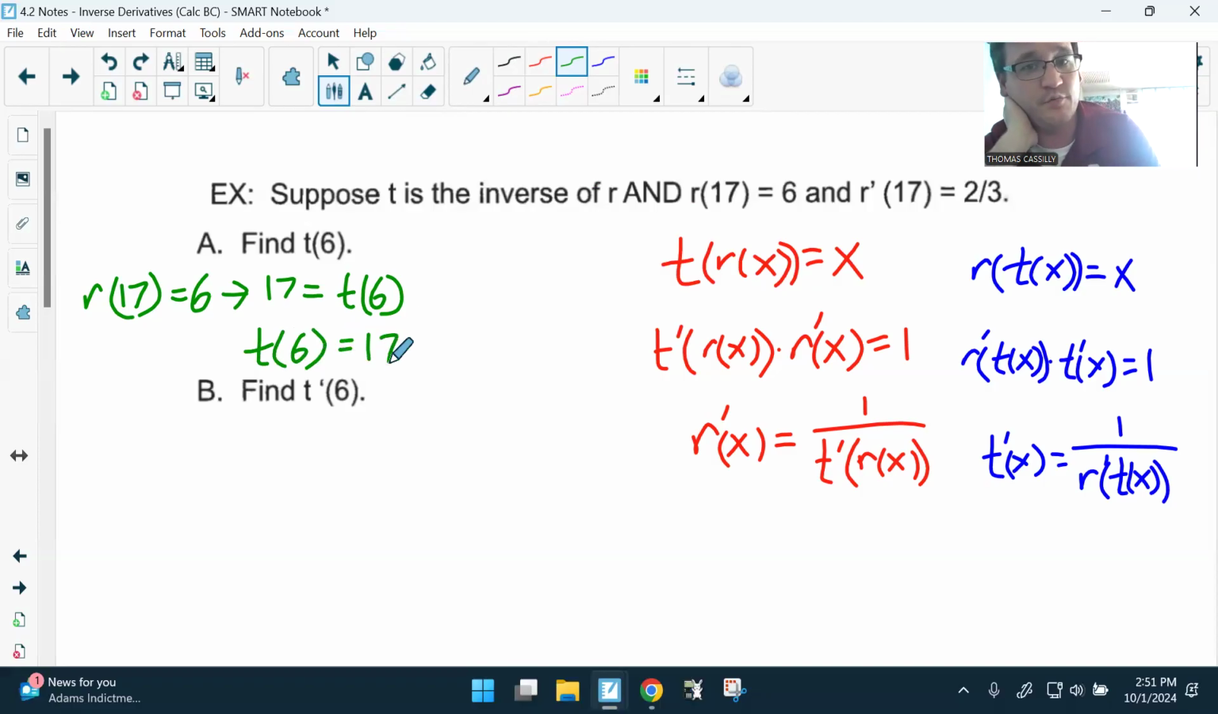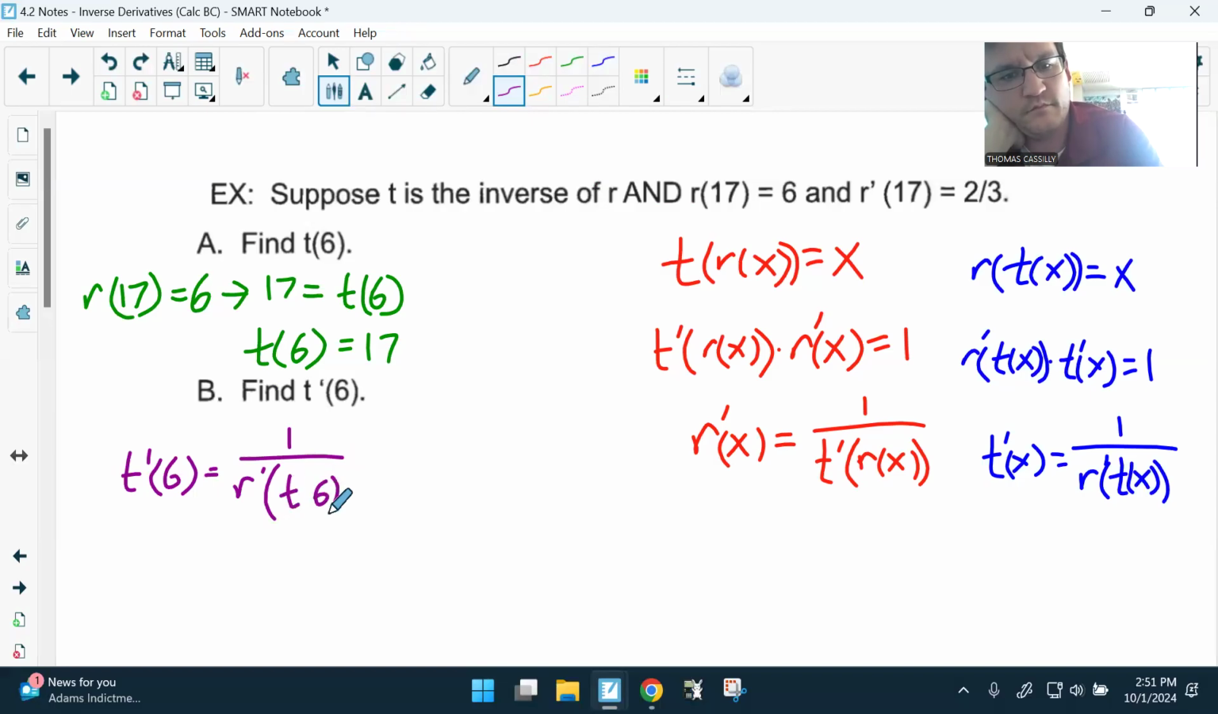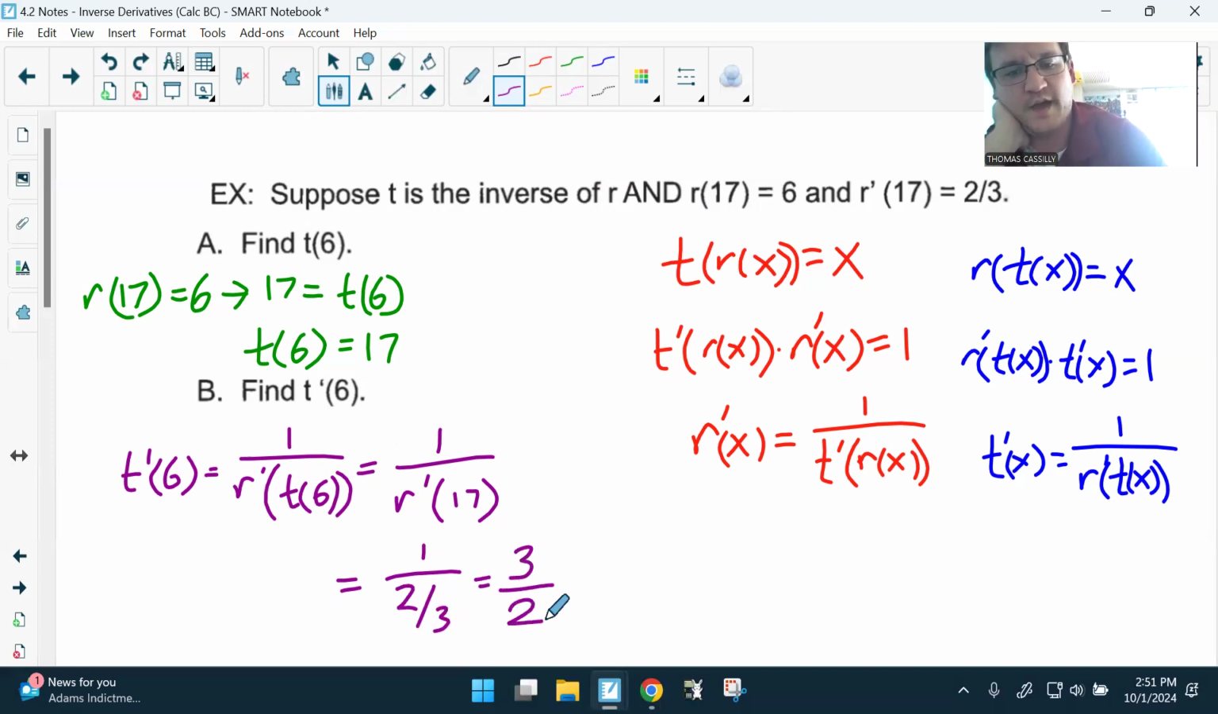All right. So we need to find t prime of 6. So t prime of 6 equals 1 over r prime of t of 6, which is what we already found. We know t of 6 is 17, and they tell us r prime of 17 is 2/3. So this is 1 over 2/3, which is equal to 3 halves. All right, so t prime of 6 is 3 halves here.